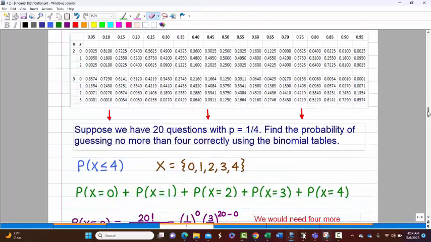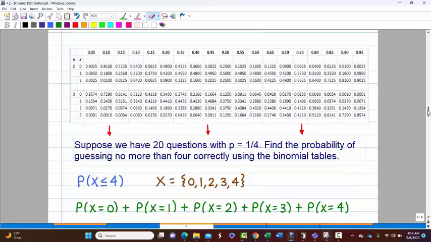Now I'm going back to guessing the multiple choice. Suppose we have 20 questions with p equals 1/4 again. Find the probability of guessing no more than 4 correctly. I said using the binomial tables, but I'll also show you the technology for this one because it is less than or equal to. That works well for the technology. But I'm going to show you all 3. So you have to be able to interpret that no more than 4 means less than or equal to 4. That's not the same thing as less than 4, because no more than 4 means we include the 4. So that gives me x values of 0, 1, 2, 3, 4.